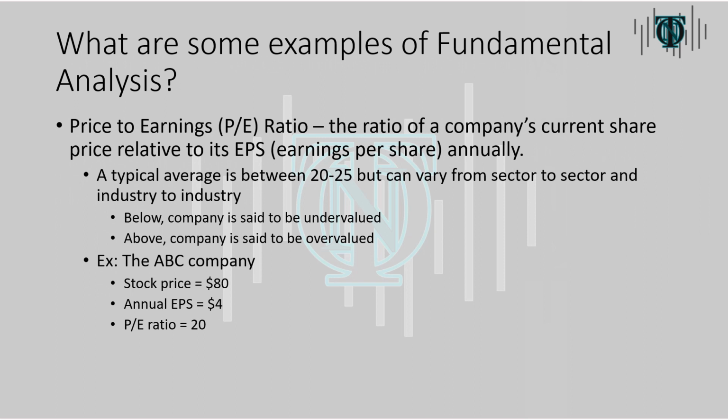If this company is in a sector whose average is 15, we can still actually say that this company is overvalued. Simultaneously, if the sector or industry average is more around 30, we can easily say that the company is undervalued. Again, the P/E ratio, when compared to its sector and industry, is going to give you an idea of whether or not the company is undervalued or overvalued.